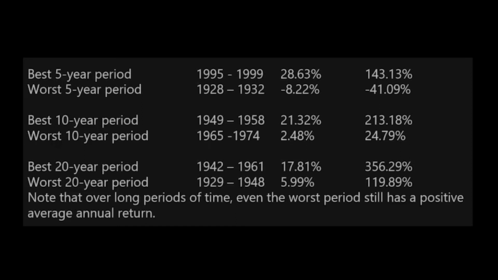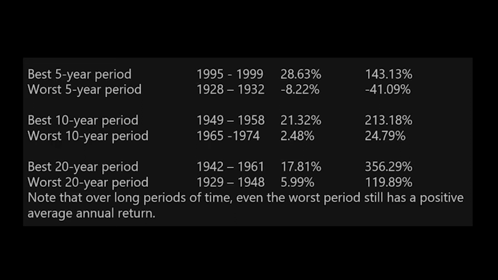The worst 5-year period happened during the Great Depression, 1928 to 1932. The average annual return during the Great Depression was negative 8%, so you lost 8% a year. And the holding period return over that 5-year period, so your total return, was minus 41%. So you lost about half your money during that period.